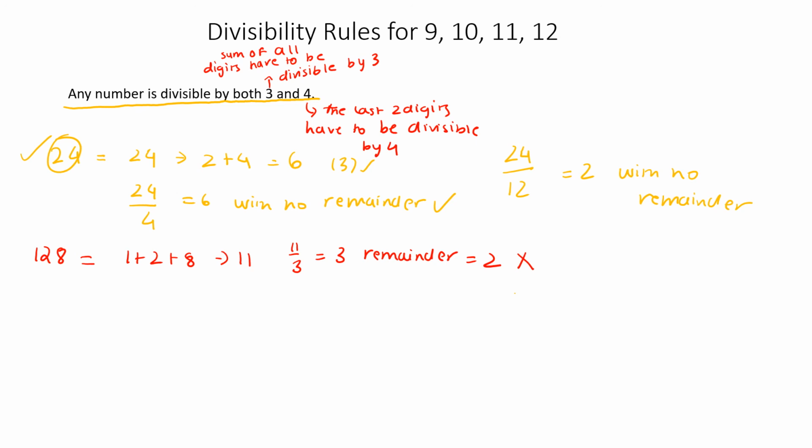Immediately, you can stop right here. You don't even need to check for 4. Though this is divisible by 4, it's not divisible by 3. And according to the rule, it has to be both 3 and 4. And so 128 is not divisible by 12. And let's check that. 128 divided by 12, sorry, gives us 10, leaving us a remainder of 8, proving that 128 is not divisible by 12.